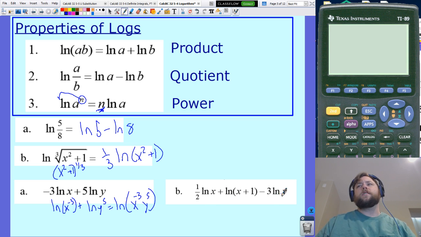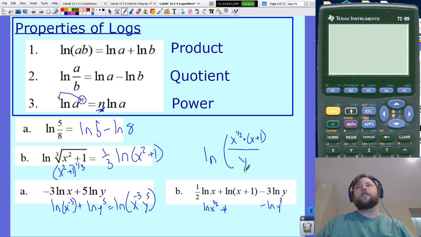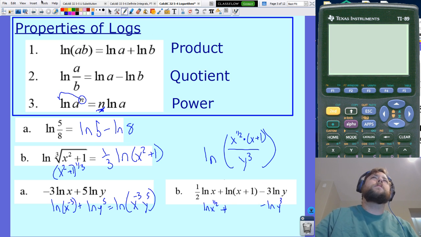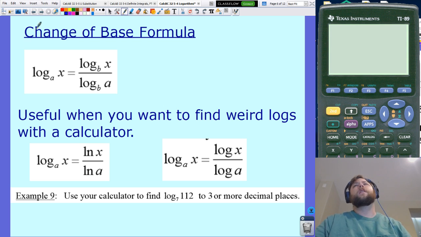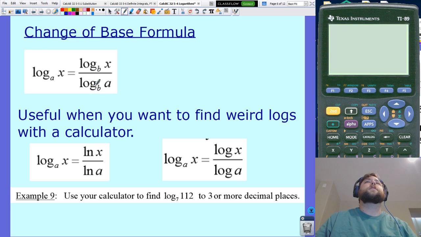This one here, notice this one's being subtracted. I'm going to rewrite this as minus ln of y cubed. And this is going to be ln of x to the 1/2 power. And this thing stays the same. Since these two are being added, I'm going to put those on top of the fraction. So it'll be ln of x to the 1/2 power times x plus 1, and then the y cubed, since it's being subtracted, is going to be in the bottom. So that's how the properties of the logs work. Change of base formula, this might come up too.